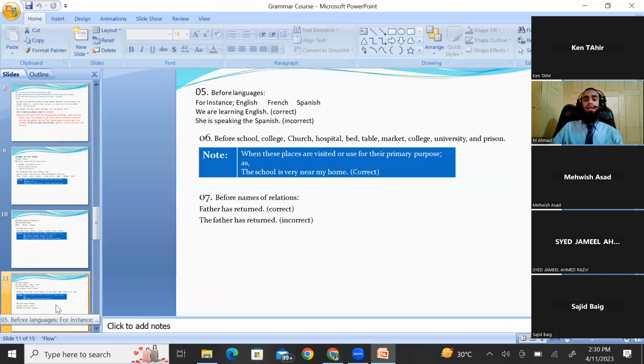Now, before languages, if I ask you what is your language or which language you can speak, you would say I speak the Spanish or I speak Spanish. Which one? I speak Spanish. Exactly. I speak Spanish. This is correct. Next, before language, you cannot use "the" whenever you are going to talk about language.